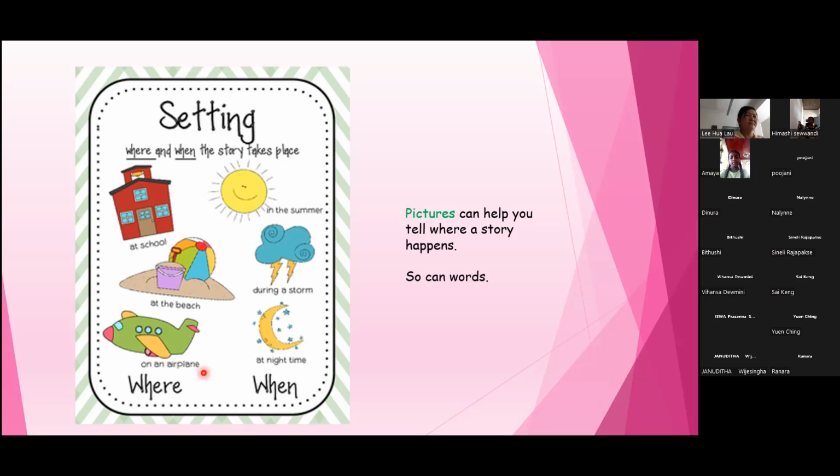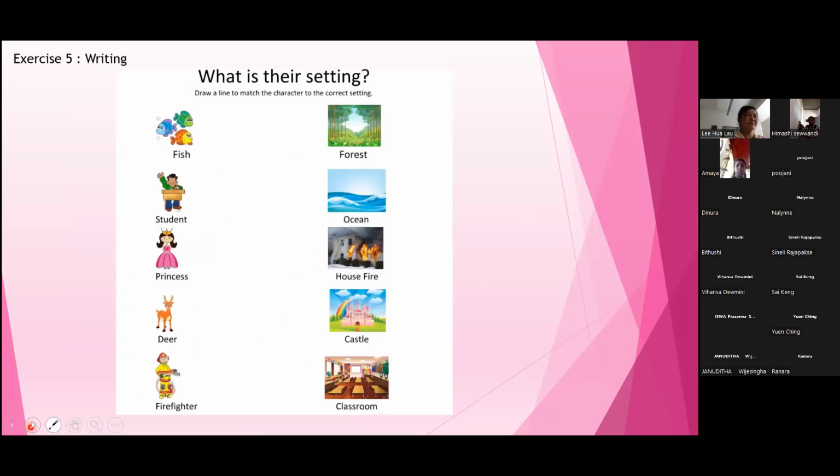So once we read your story, first of all, we must know who the characters are, okay, and where and when this is taking place. All right. Okay. So pictures can help you tell a story. It tells us where or when a story happens. We remember last lesson, we learned about pictures, and pictures tell us so much information. All right. So besides pictures, so can words. Words too, for example, in the summer, during a storm, all these words will help us to understand the story better. Okay, here I have a few characters.